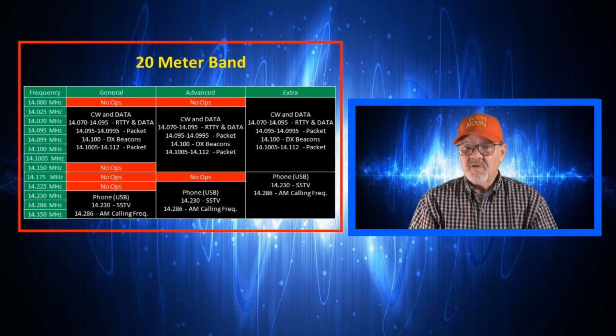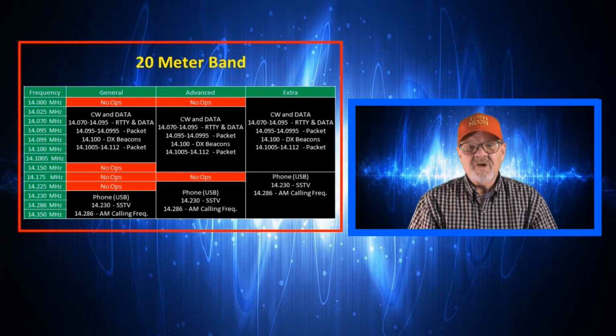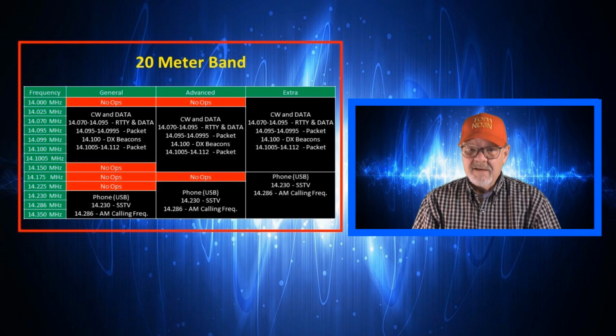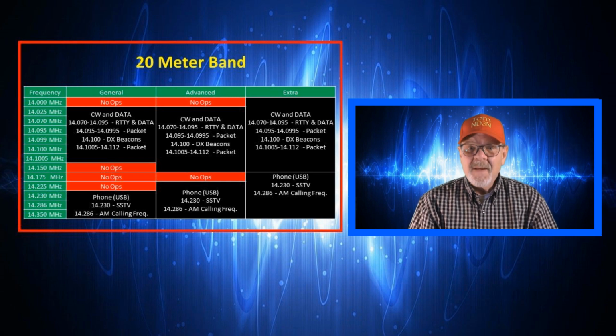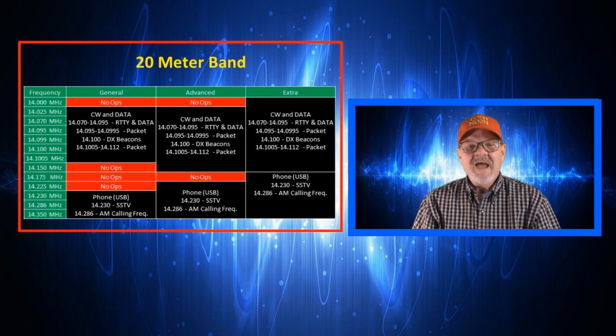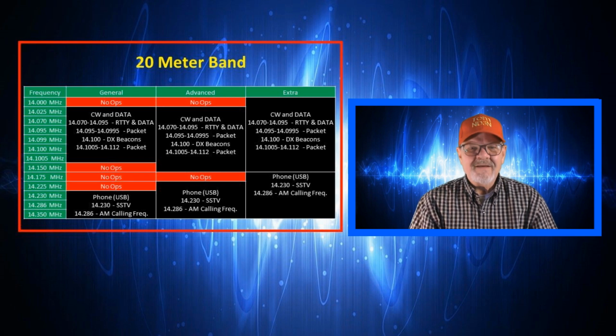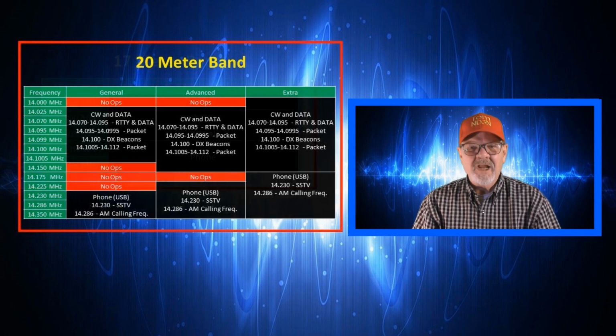14.070 to 14.095 is allocated to data and RTTY. 14.095 to 14.995 is allocated for packet. 14.100 is allocated for DX beacons. 14.1005 to 14.112 is also packet. 14.230 is slow scan TV, and 14.286 megahertz is the AM calling frequency.